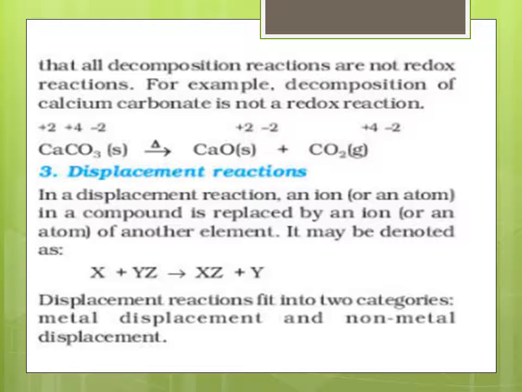Now displacement reaction. In a displacement reaction, an ion in a compound is replaced by an ion of another element, that is X plus YZ gives XZ plus Y. Displacement reactions have two categories, metal displacement and non-metal displacement. We will take this topic very soon.